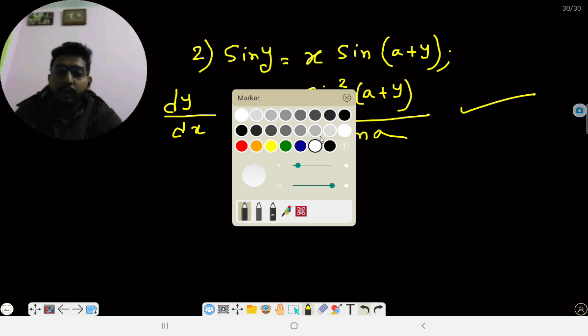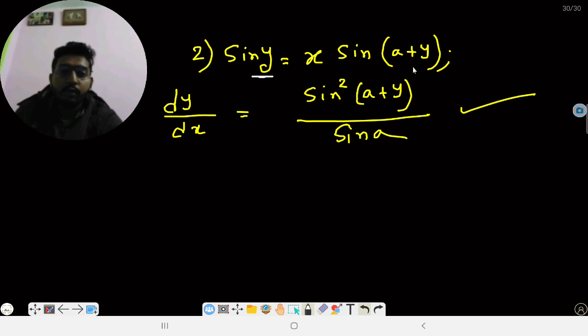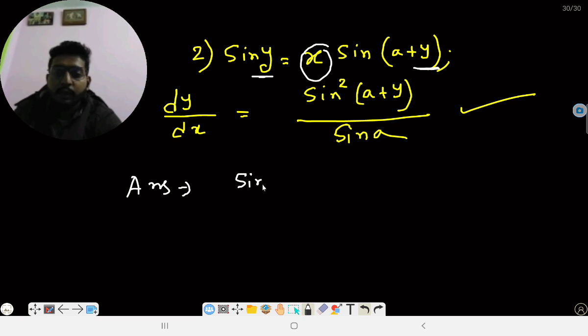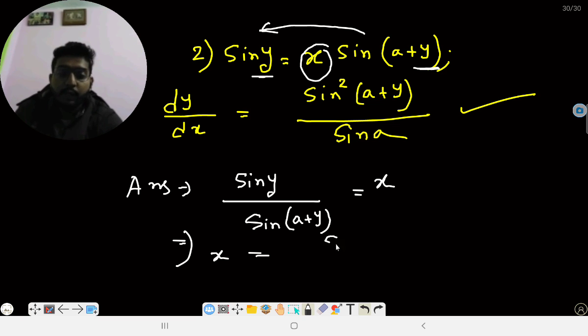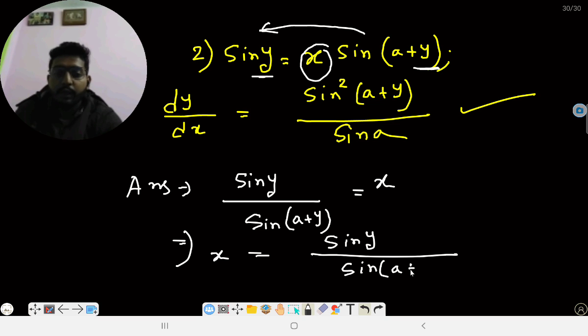Now how to prove this one? You can see here, this is a y, here it is also y, and it is an x. So first we will separate x and y. How to separate this one? First it will be sin y, and if sin(a + y) goes there, it will become sin y by sin(a + y) equals x. So x equals this one. Now you can write like this, x equals sin y by sin(a + y).